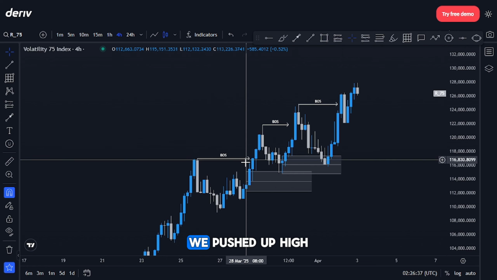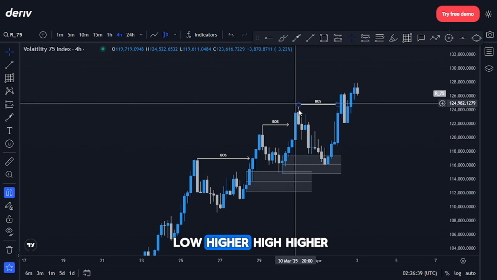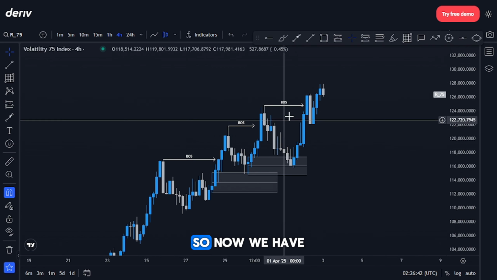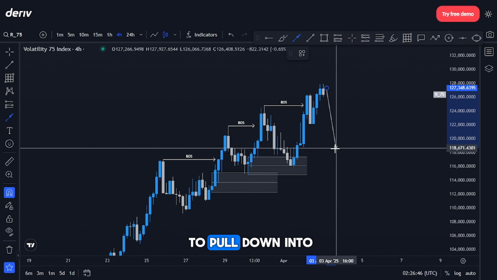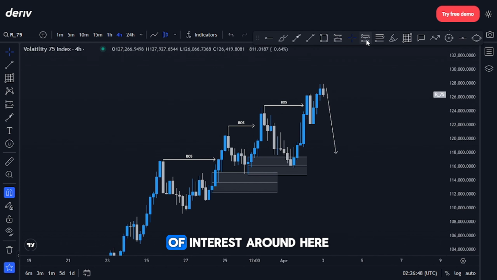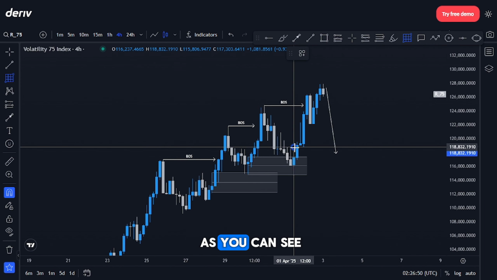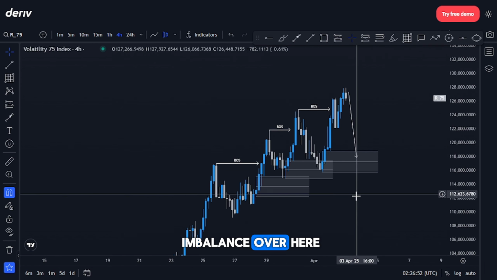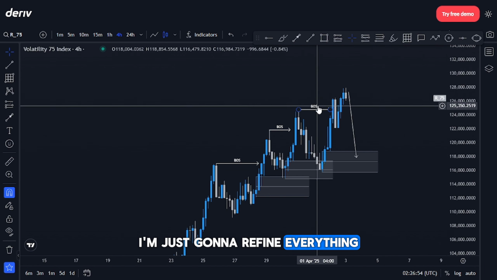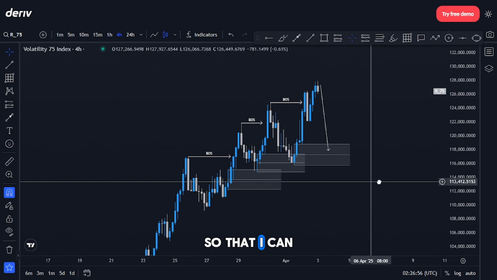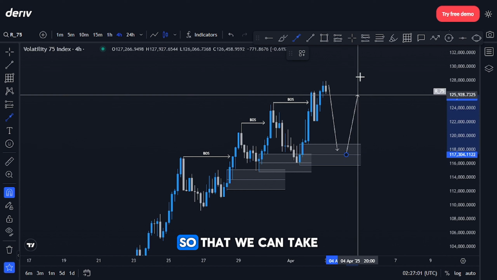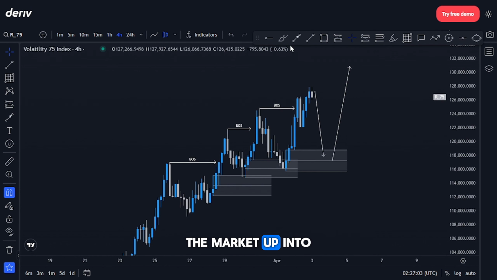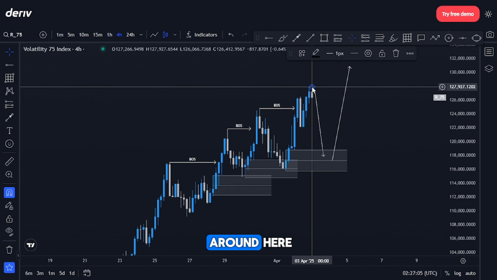So as you can see here, we pushed up: high, low, higher high, higher low, higher high. So now we have a new break of structure. What I'm anticipating is for the market to pull down into this area of interest around here. As you can see, I don't see any imbalance, so I'm just going to refine everything on the lower time frame so that I can understand where we are going to buy from these areas here, so that we can take the market up into this area of interest around here.